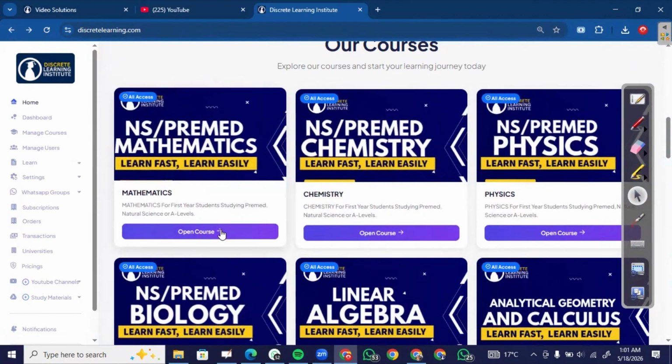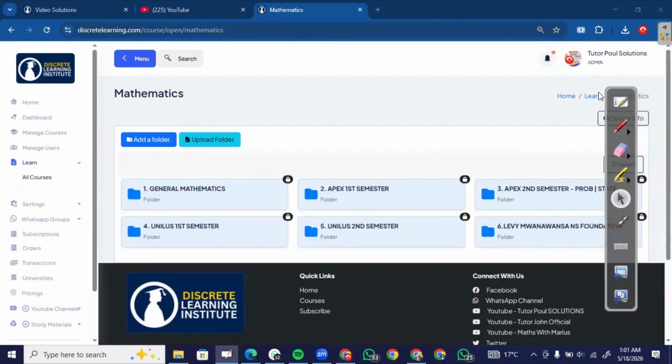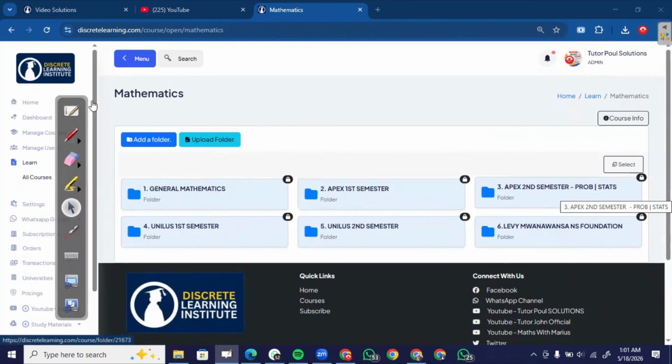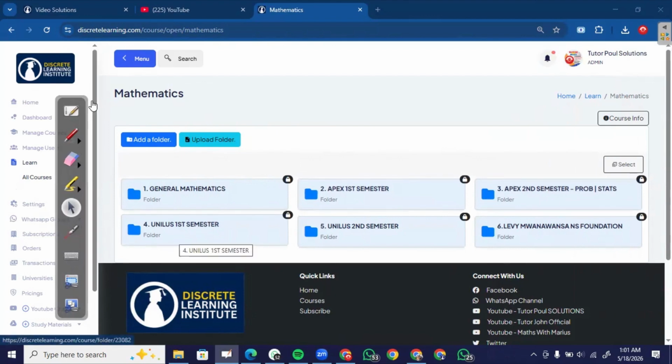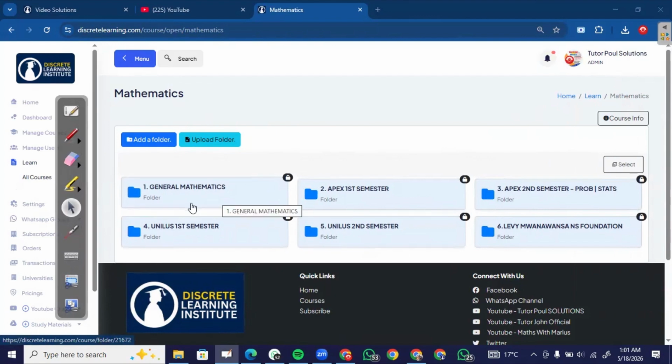Let's say you are a student from Apex and you pick math. You open it, and inside there are folders depending on the semester where you are. If you're at Apex first semester, use this folder. Apex second semester, this folder. If you are from Unilus, there's Unilus first semester and Unilus second semester. If you're from Levy, go there. If you're from any other university, you go in this folder here, general mathematics. That's where you're going to find the things.